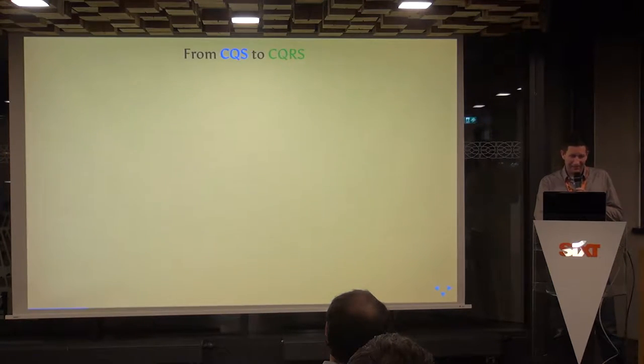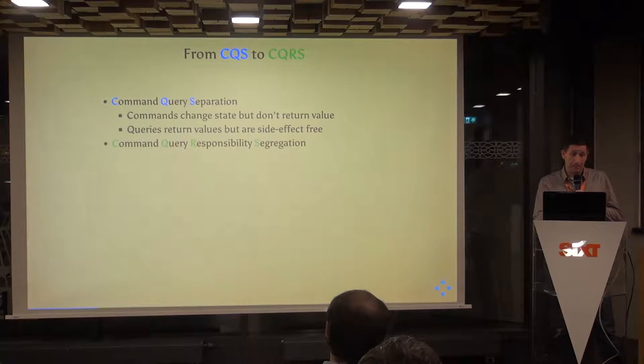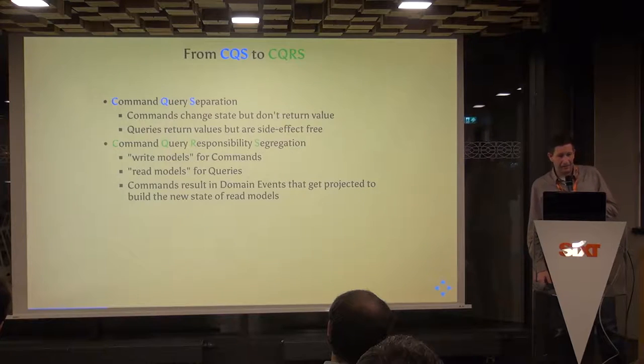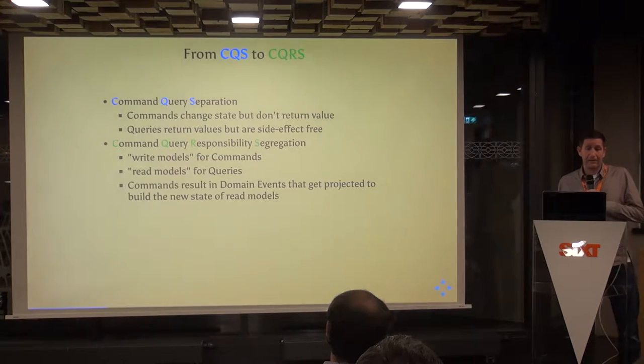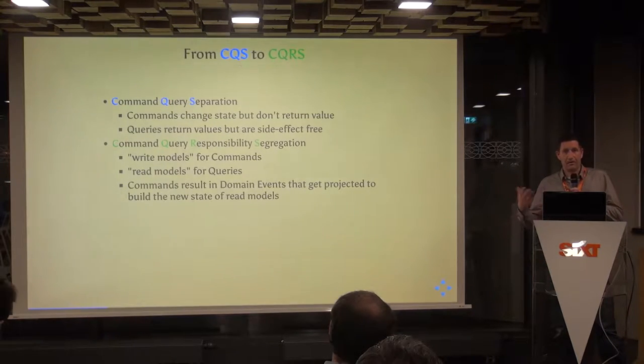Then, from CQS to CQRS. CQS is short for command query separation, where commands change state but don't return values, and queries only return values but are side-effect free. And CQRS, command query responsibility segregation, on the other side has write models for commands and read models for queries. And here I have a little decoupling: commands result in domain events that get projected to rebuild or update the new state of a read model. Obviously, you could also implement that without having the domain events, with just some code that is happening in the same execution space.